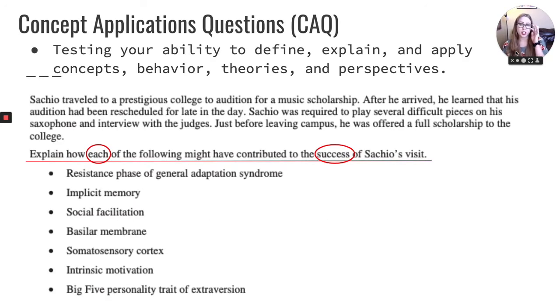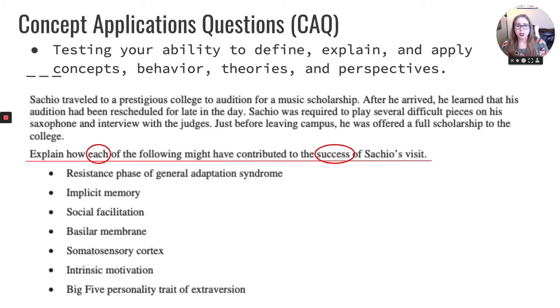Alright, so let's look at our first type of question, which is a concept application question, or a CAQ, as you will see it abbreviated in a lot of your teacher modifications. These types of questions are testing your ability to define, explain, and apply concepts to a scenario. Most of these questions are going to look just like what you see here. You're going to see a paragraph and then a list of terms. Basically, what you're doing is applying this list of terms to the scenario outlined in your paragraph. So let's take a look at this one and see how we would answer it.